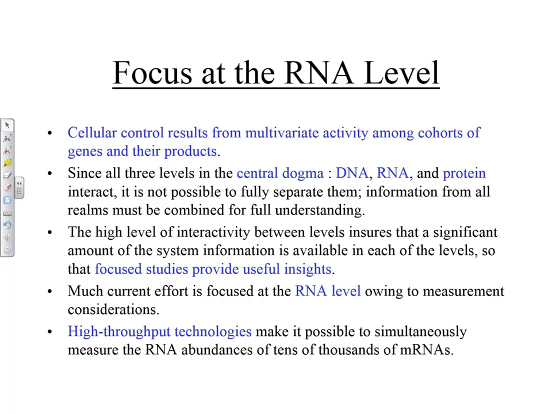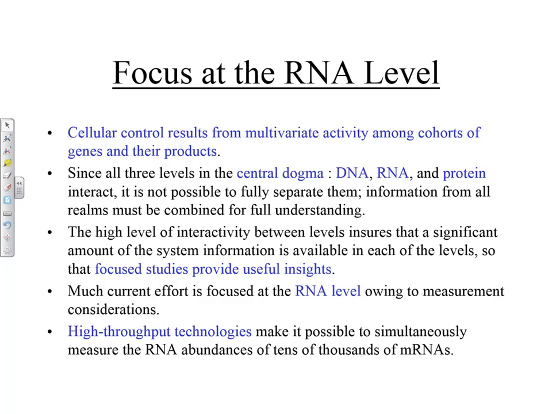Now, since all the three levels in the central dogma, DNA, RNA and protein, interact, it is not possible to fully separate them. Information from all these domains, the DNA, messenger RNA and proteins, must be combined for a full understanding. But the high level of interactivity between these levels also ensures that a significant amount of the system information is available in each of these levels. So you can focus studies on a particular level. If it is at the RNA level, it'll be called transcriptomics, which is what you would do with microarrays. If you're looking at the activity level of different proteins, that is proteomics. You may have heard of that.